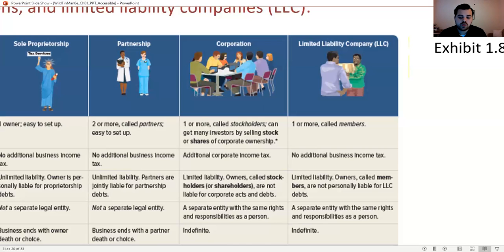to not be responsible individually for the debts of the corporation. So if the company goes bankrupt, you will lose every penny you have ever invested in this organization. True, right? You will lose everything that you've invested. But guess what? All of your personal assets are safe. It does not matter. You are protected.